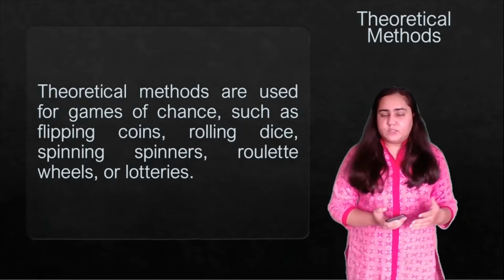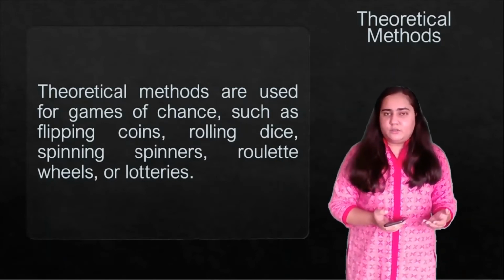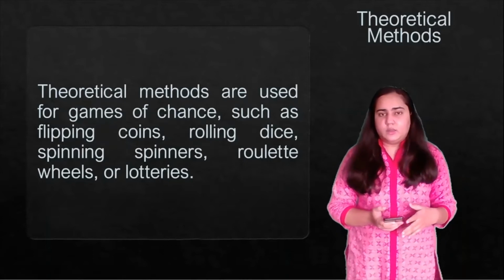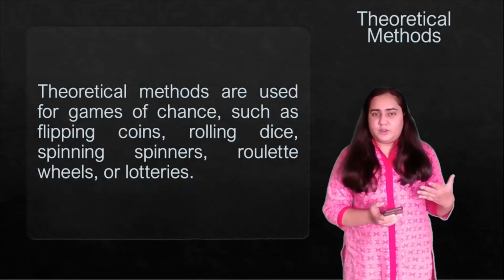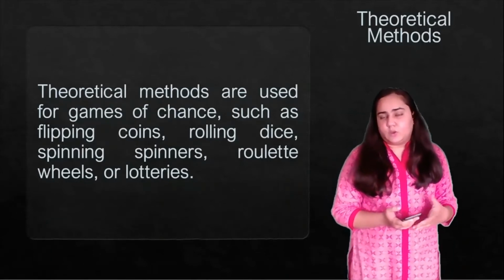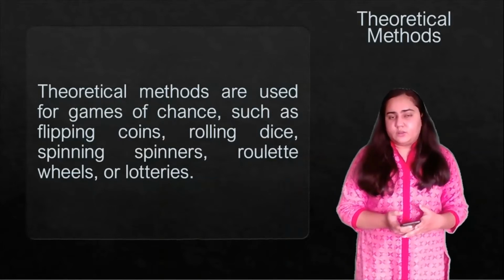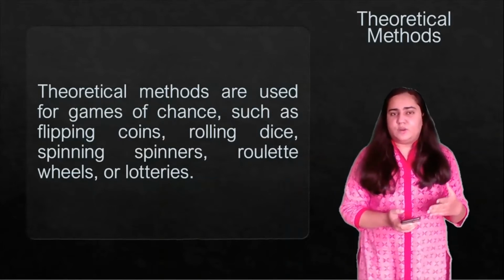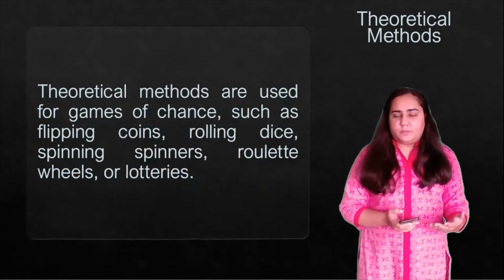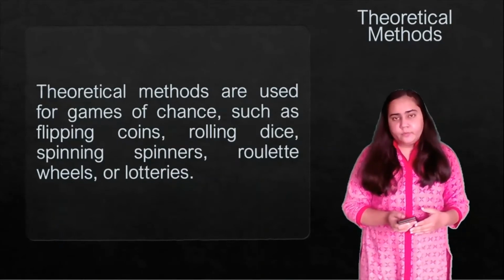There are also lotteries where you purchase a ticket from a store, and then if the number on your ticket wins the lottery, then you can win. So this is another theoretical method of finding probability.